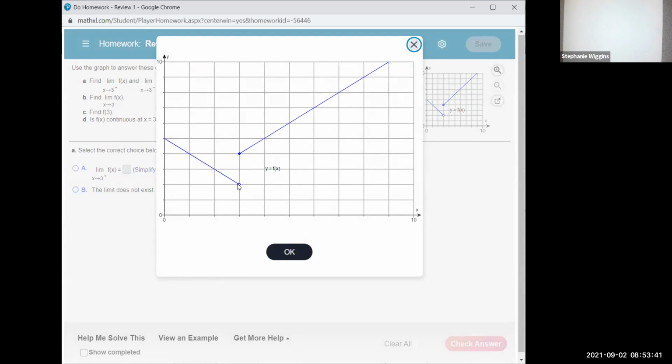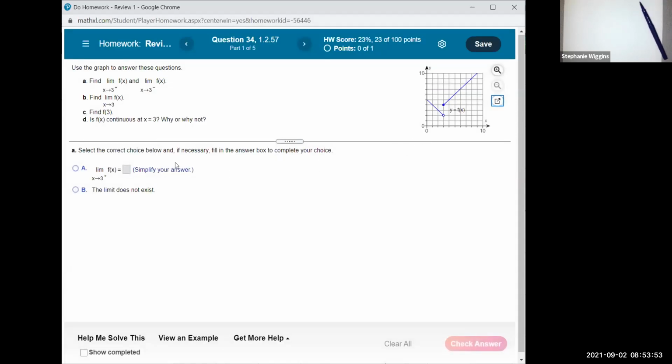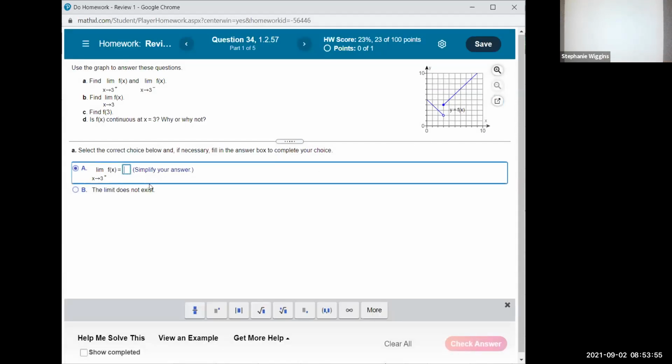The left-hand limit is 2, and the right-hand limit is at a height of 4. So on the left, it's 2, on the right, it's 4, so the limit does not exist at that spot. So here we go. Right-hand limit was 4.